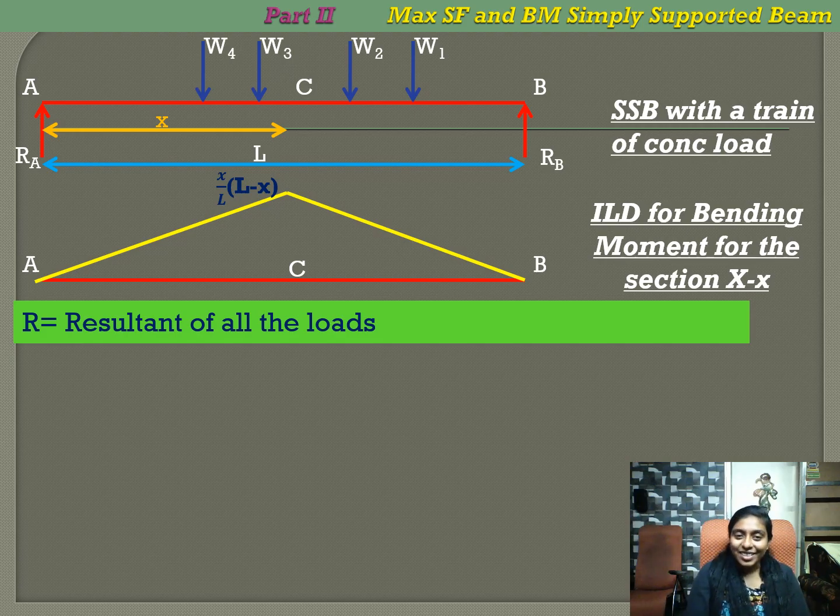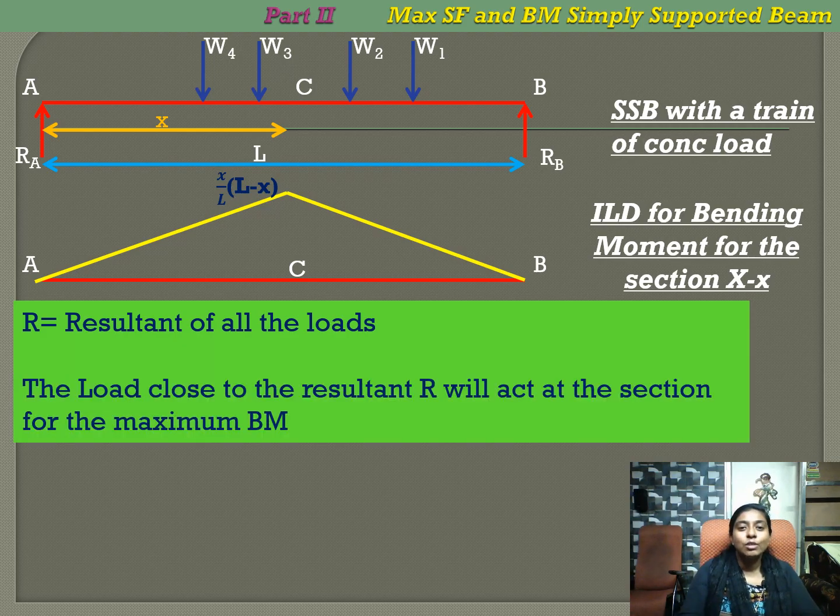So for that, we will take R as the resultant of all the loads. If 4 loads are given, R is the resultant of all the 4 loads. So this R will act at some point, right? When W1, W2, W3, W4 act, R will act at some point. Now see which load is closer to R, that is, the distance of which load is closer to R.